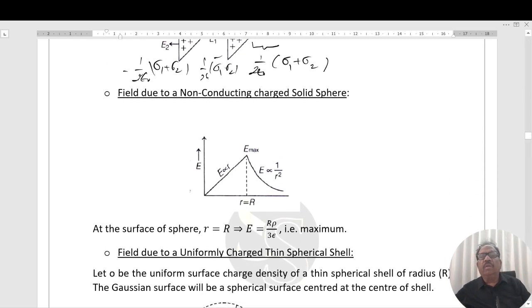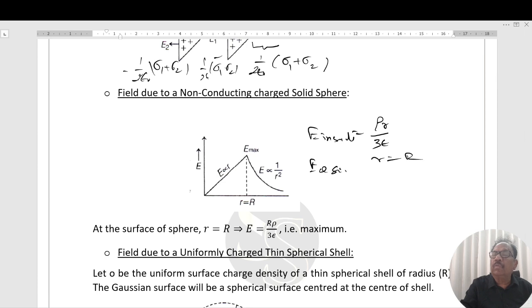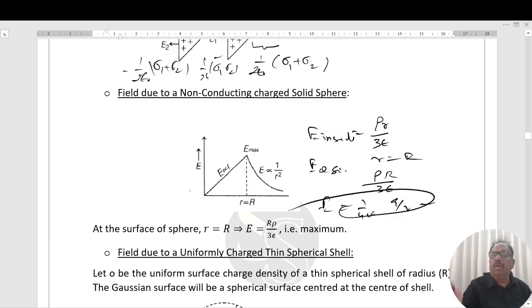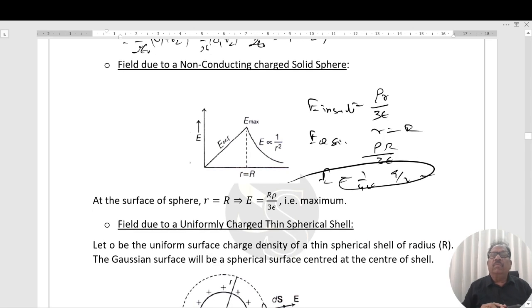Next, electric field due to a non-conducting charged solid sphere. In this case, these are the formulas applicable. E inside is rho r upon 3 epsilon naught. E on the surface, put r equal to the radius, that is rho R upon 3 epsilon naught. And outside, put the actual formula, Q upon 4 pi epsilon naught r square. Right? What is the graph?